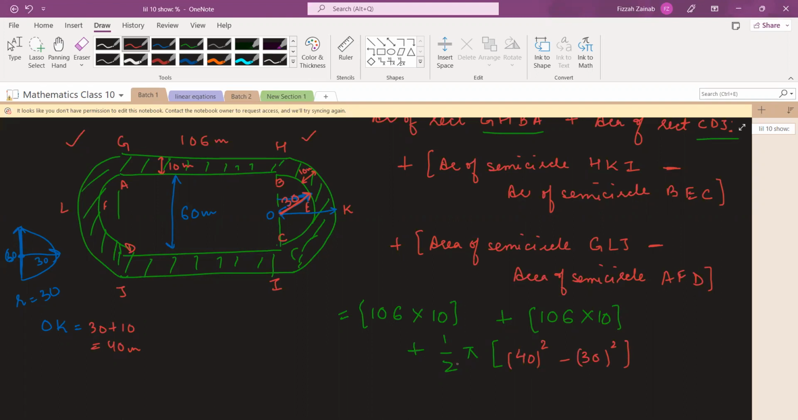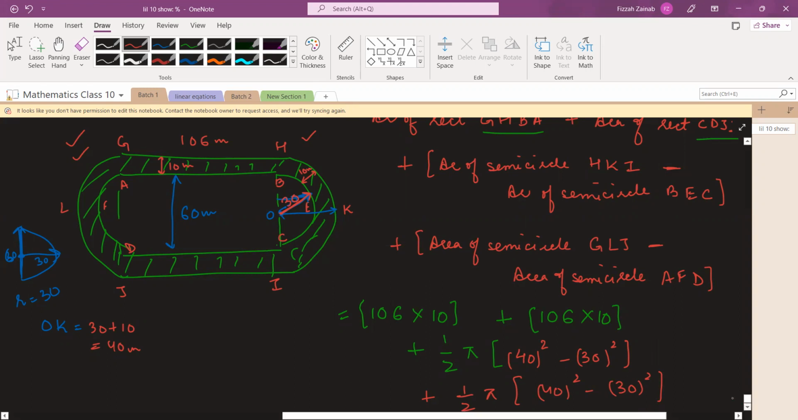Yeah, ma'am. Okay. Then on the left side also the same radii are there. So I can again write half pi, which I can take outside, and then 40 square minus 30 square. Right. Now I have put all the values. Now we have to do only calculations. Let us do it.